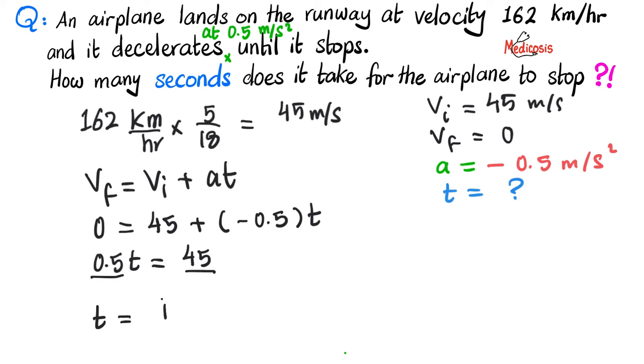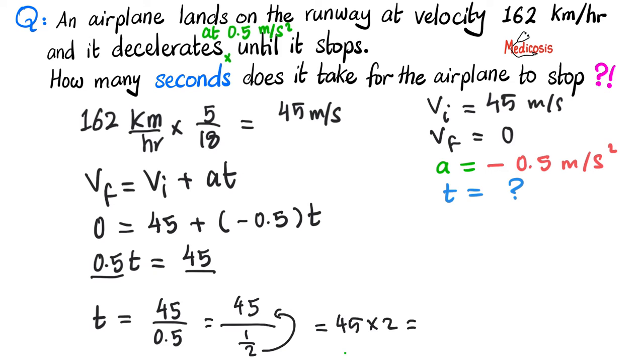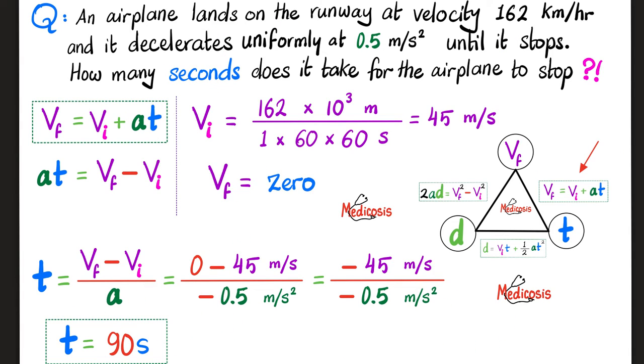So t equals 45 divided by half. Anything divided by half is as if anything multiplied by 2. Because this is 45 divided by 1 over 2. The 2 goes upstairs, equals 45 times 2. 45 times 2 equals what? Equals 90. 90 what? Seconds. If velocity is in meters per second, acceleration is meters per second squared, then your time will have to be in seconds, so the final answer is 90 seconds. And here is the same answer in color.